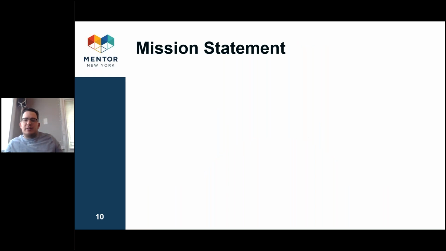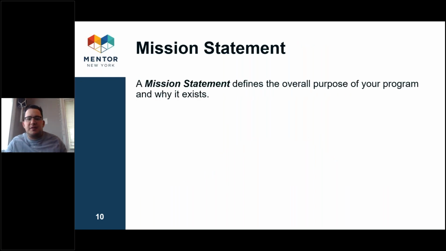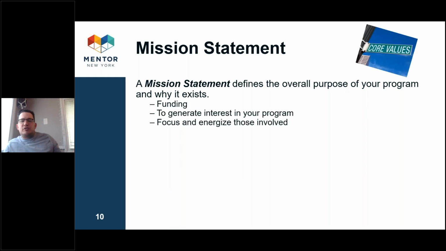So again, really starting with that foundation of your mission statement. It defines the overall purpose of your program and why it exists. So there's three general ideas, right? First is funding. You might be part of a larger organization, a larger nonprofit that has its own mission statement, and that's great. They're going to use that when they're applying for grants, right? If you are applying for grants as your program, you're going to want to put that mission statement on there. It's one of the first things that any application always asks.